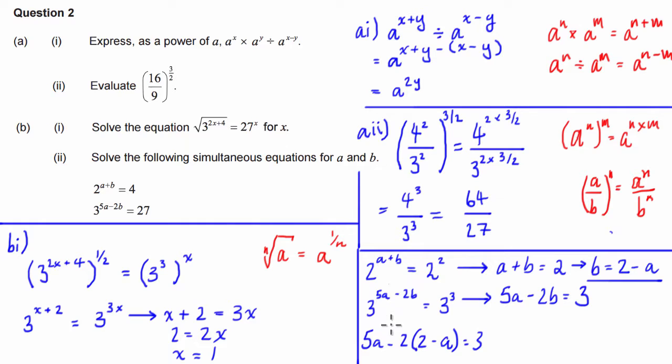And I'm going to have 5a minus 2 minus a, equals 3. So this is going to be 5a minus 4 plus 2a, because minus 2 minus a is plus 2a. So 5a plus 2a is 7a, minus 4 equals 3. Then I'm going to have to try and write nice and small here. Take the 4 across, we're going to have 7a equals 7, and then divide by 7, a equals 1.